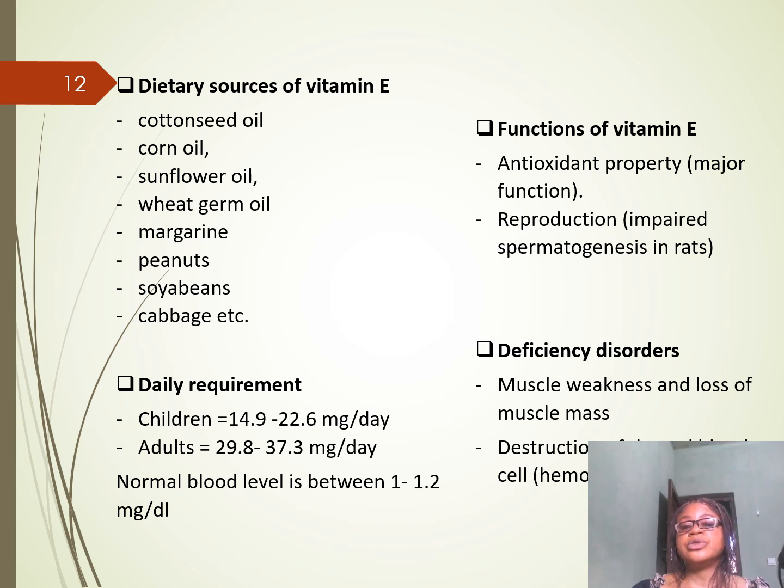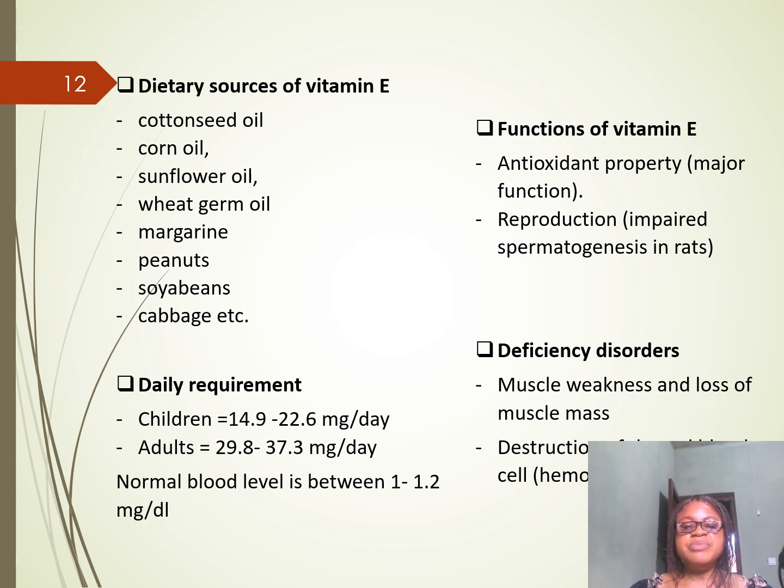It also helps in reproduction. Sorry for that mix-up, impaired spermatogenesis in rats is the deficiency disorder. So it's just that it helps in reproduction, meaning that it helps in sperm development. Deficiency will result in what I have in the bracket. I'm sorry about that. The daily requirements: children require 14.9 to 22.6 milligrams per day, while adults require a higher dose here, 29.8 to 37.3 milligrams per day.